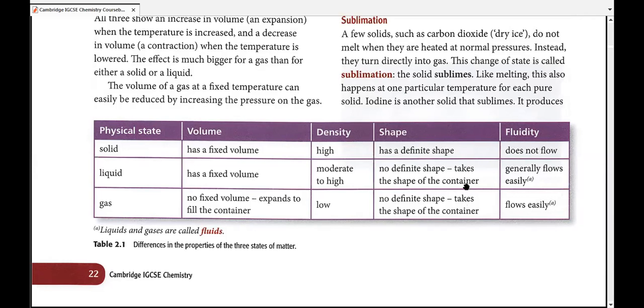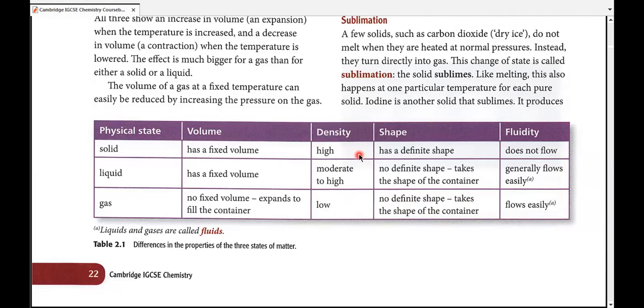Moving on to shape, solids have a definite shape. Liquids and gases have no definite shape and they take the shape of the container. Let me use a spotlight here for you, so that would be easier for you. So liquids have no definite shape and so do gases, and they take the shape of the container. I hope that is easily understandable. Now, there are two points in this portion that still need to be explained, the density as well as the fluidity. So let's explain density first.